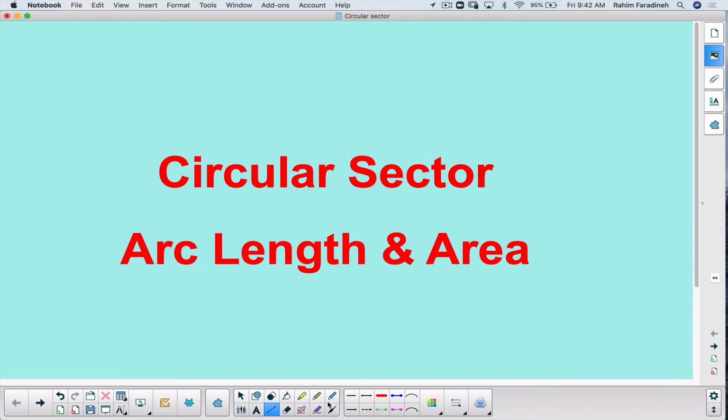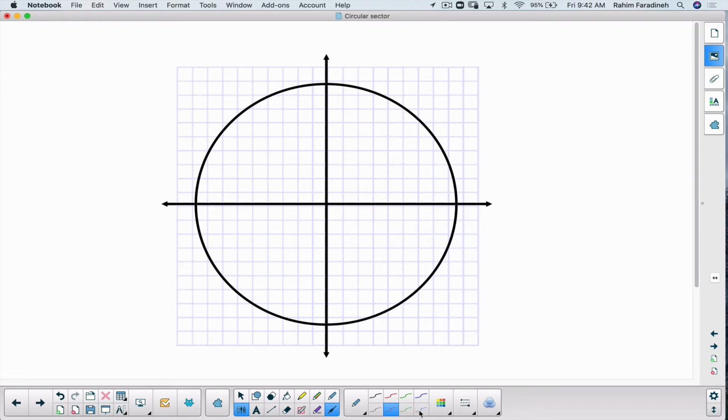In this lecture, we're going to talk about circular sector, arc length, and the area. Let's consider this circle, which is centered at the origin with the radius r. So that makes this point (r, 0). This one would be (0, r). Negative r, 0 and 0, negative r.